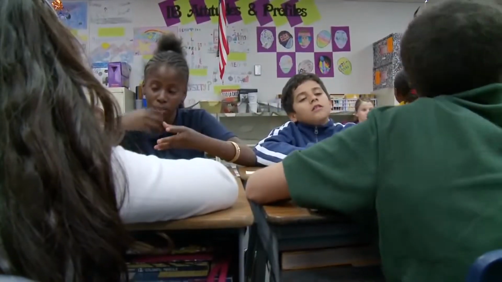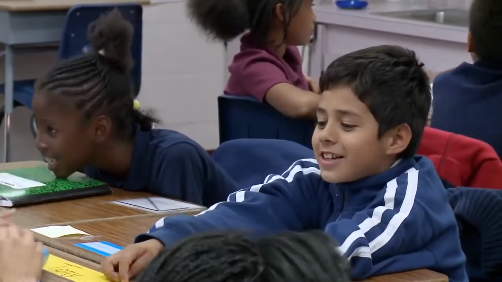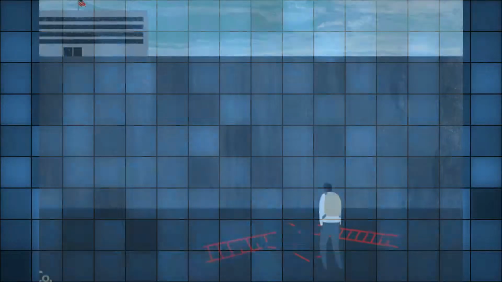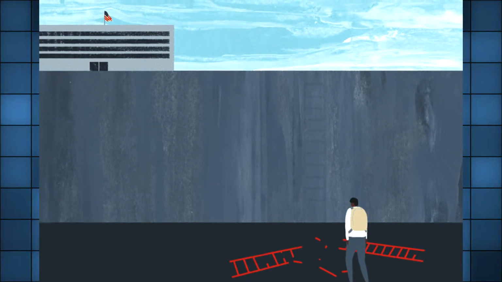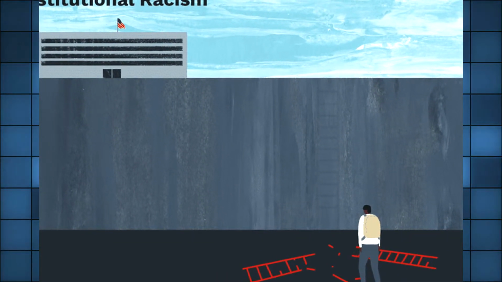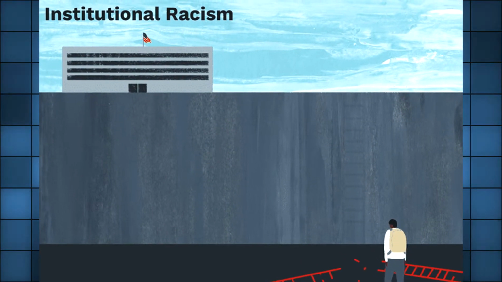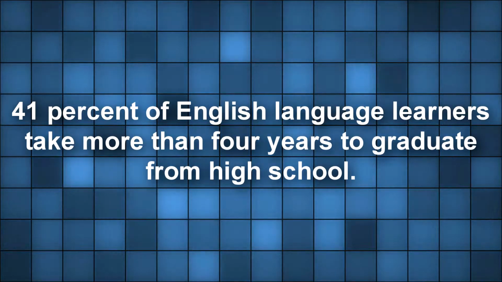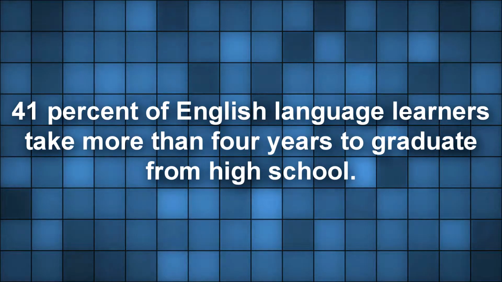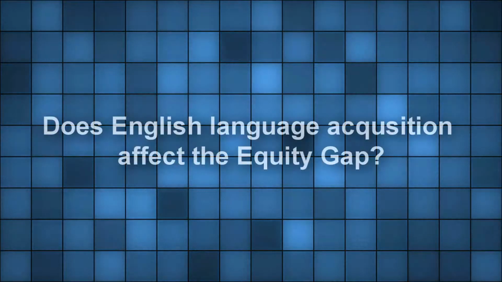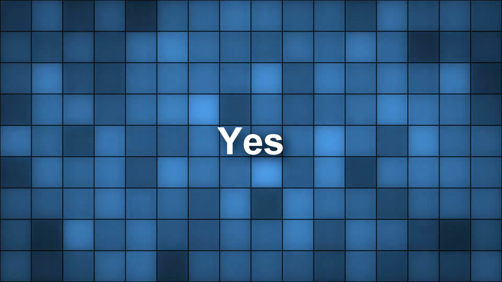Putting all this information together points to a problem of institutional racism in education. By failing to provide the help needed and failing to have teachers properly trained, the education system is discriminating against English language learners, thus an example of institutional racism. This is why 41% of English language learners take more than 4 years to graduate from high school, which brings us back to the equity gap. Does English language acquisition affect the equity gap? Yes. Yes, it does.